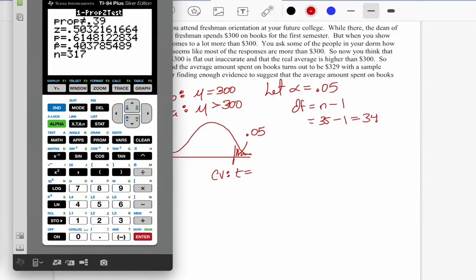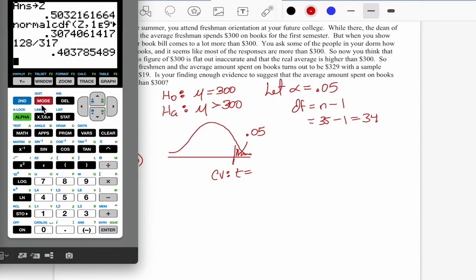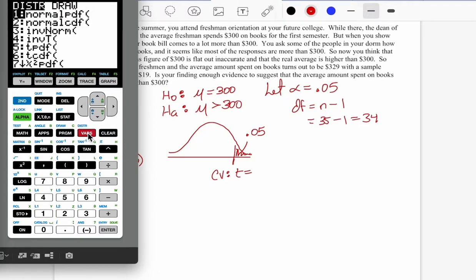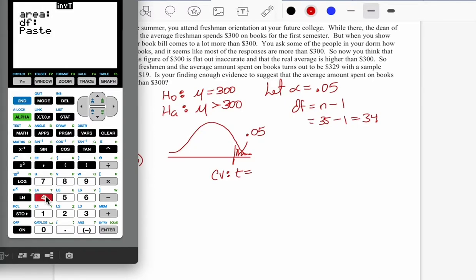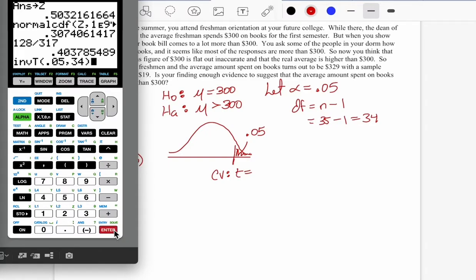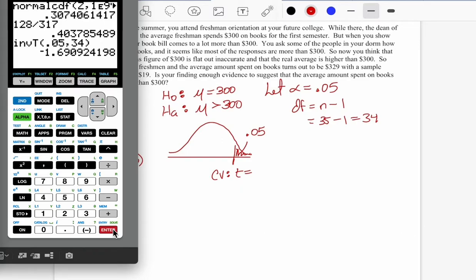So inverse t, second vars, option 4. The area that we're concerned with is 0.05. It always gives area to the left, but since it's symmetrical, I could just put in my alpha value with the appropriate degrees of freedom. If it's on the right, I ditch the negative sign. If it's on the left, I keep the negative sign. All right, so 1.691, about. So that would be my cutoff.